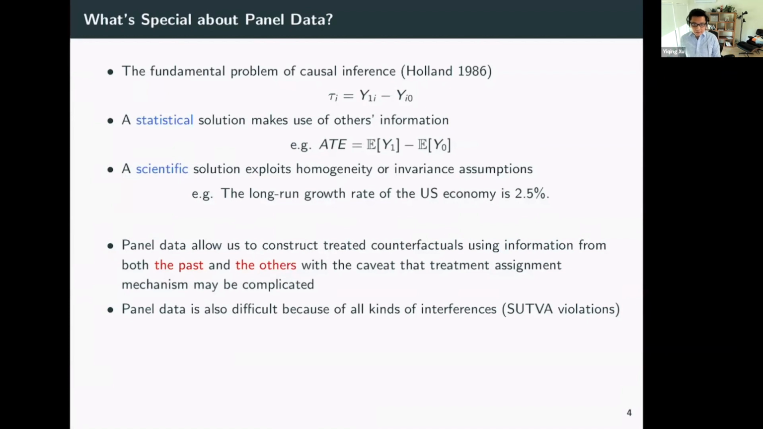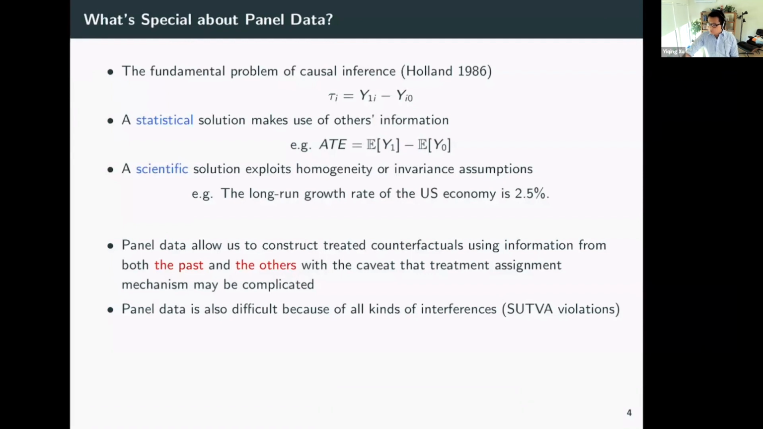But if you think about panel data, the problem is very severe because you not only have cross-sectional spillover, which happens all the time, you also have temporal spillover, right? Because the treatment can have effects on future outcomes. Your past outcome can have some kind of influence on your future treatment assignment and all kinds of things.